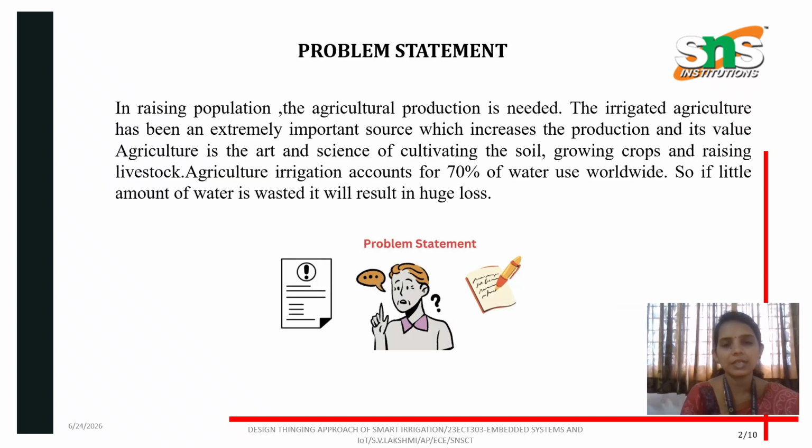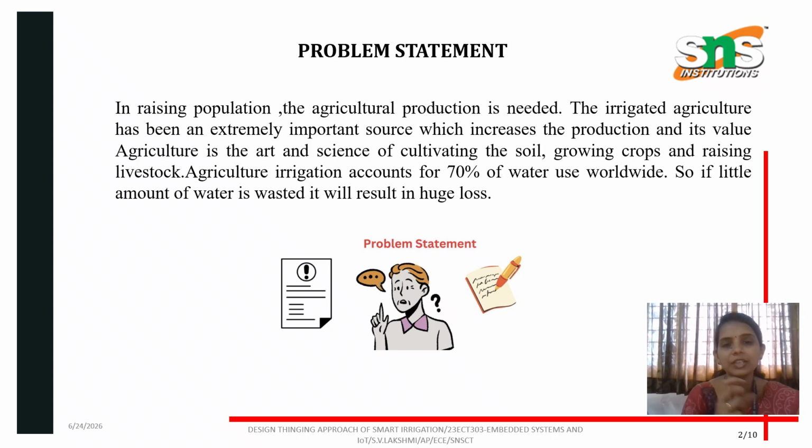So here, first let us consider the problem statement. In the current scenario of rising population, agriculture production is needed. Irrigated agriculture is a very important source which increases the yield, that is the production, and its value. Agriculture is the art and science of cultivating the soil, growing crops and raising livestock.